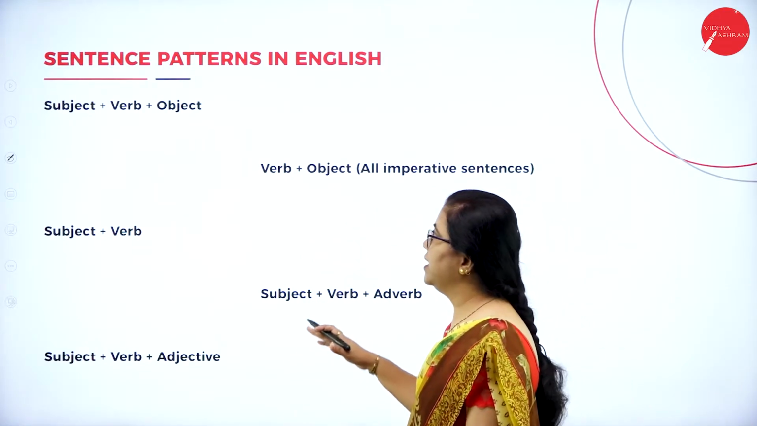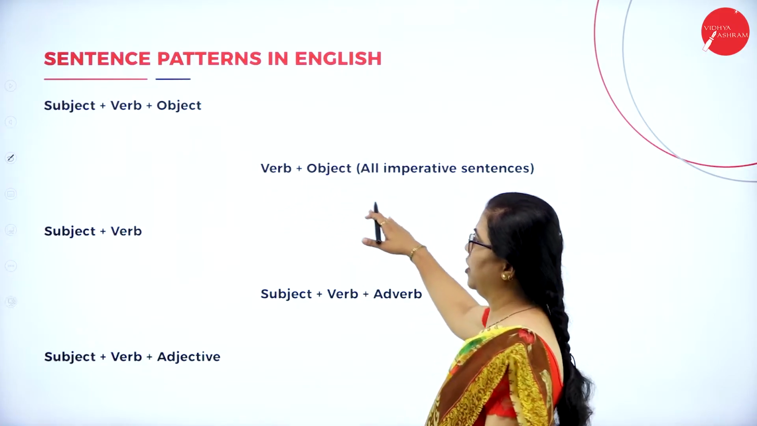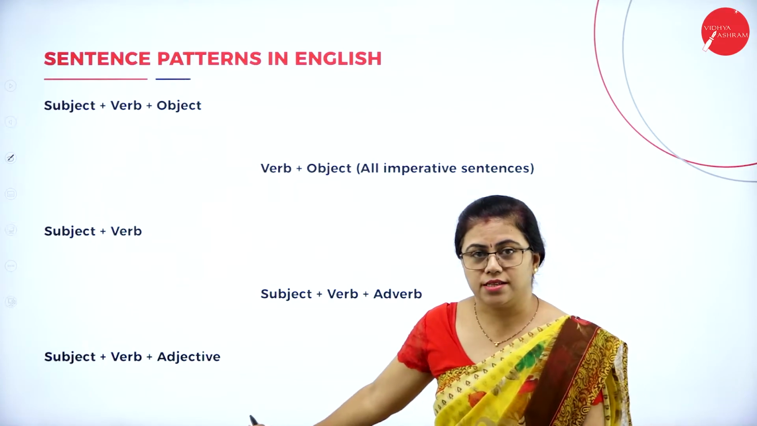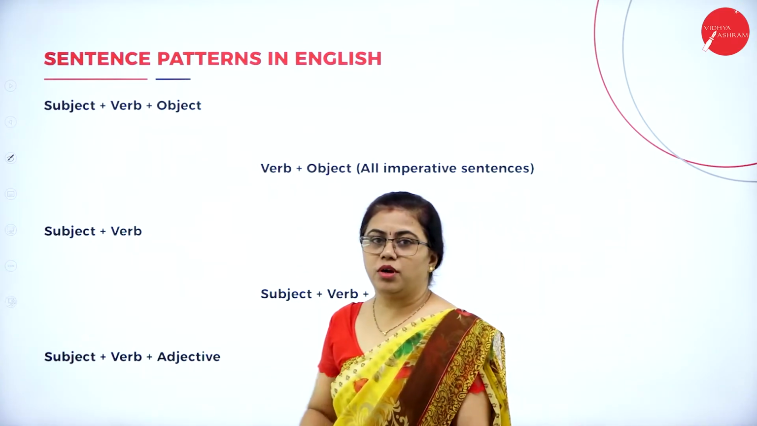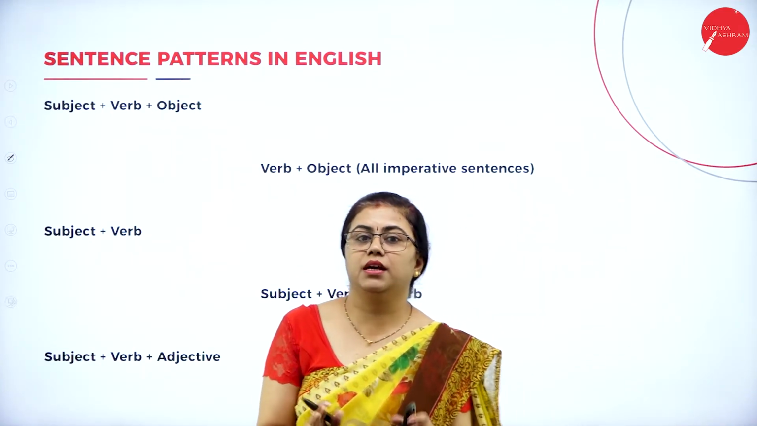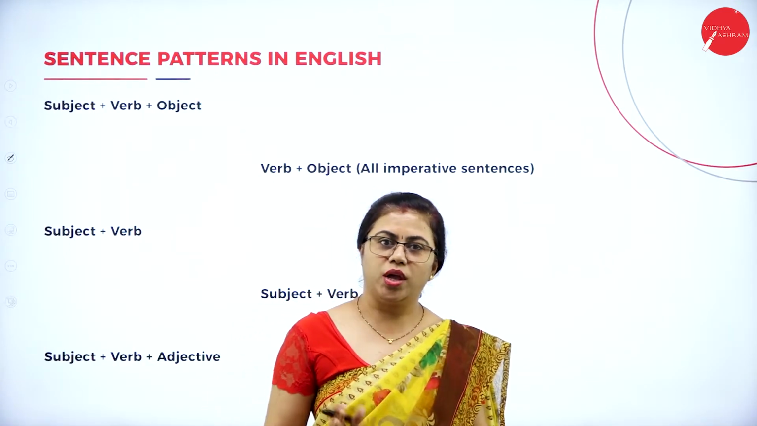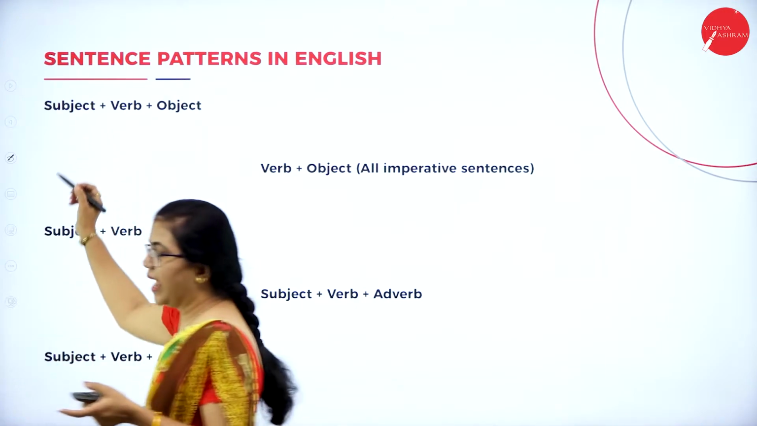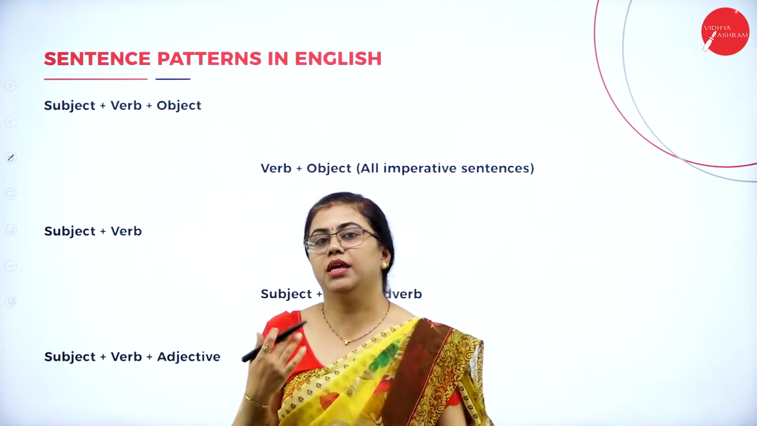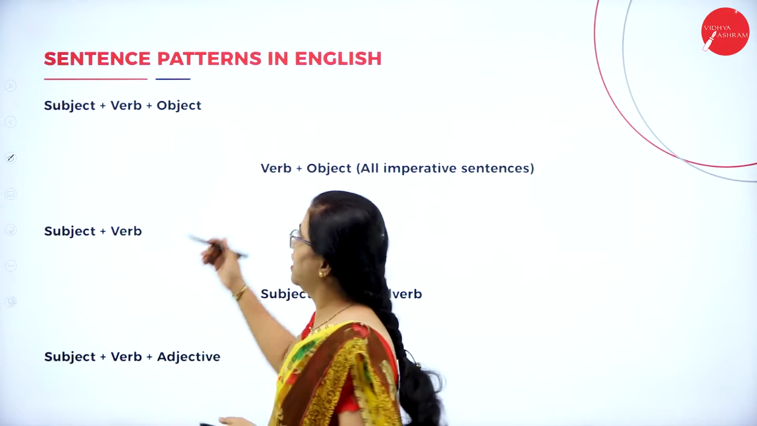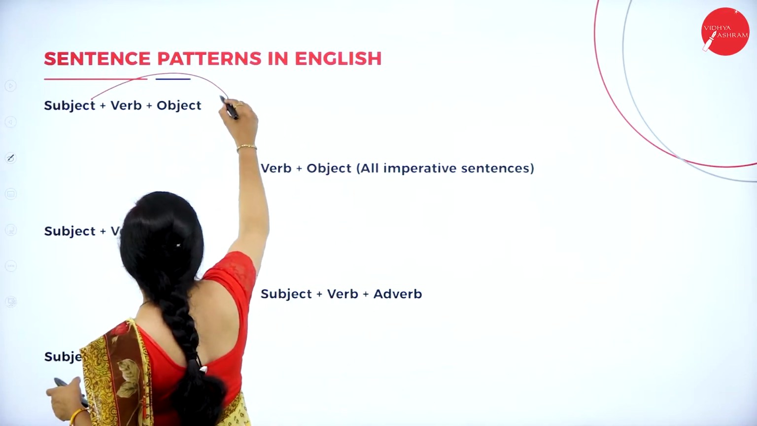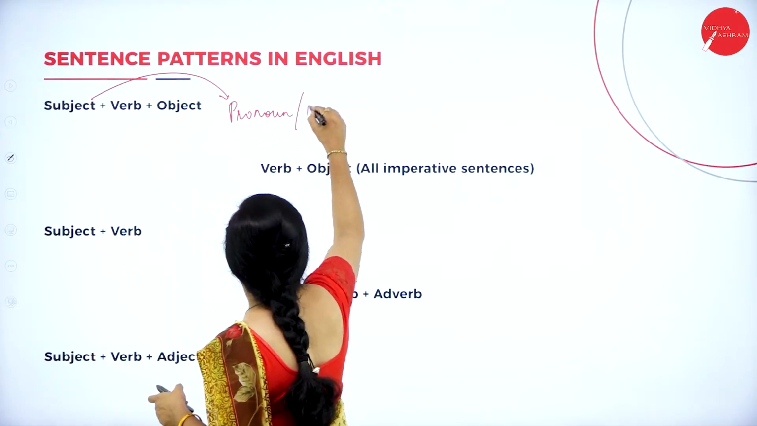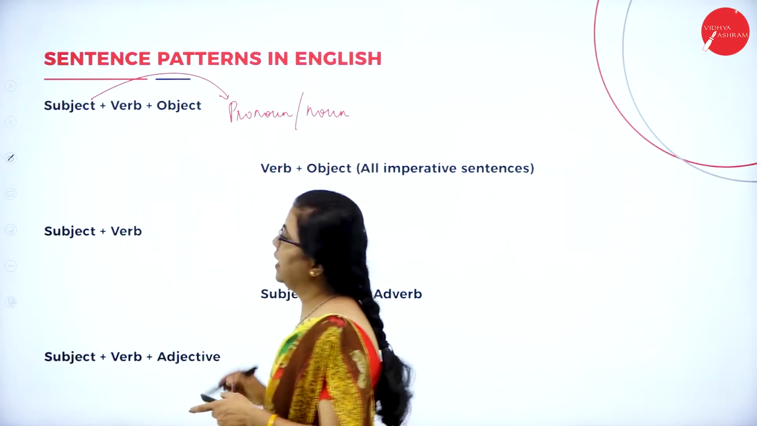We had already discussed subject, verb, object, then verb and object, and subject and verb. Only these three we had discussed. Two more we did not discuss. So here, subject, verb, and object is the basic sentence pattern in English. The subject can be a pronoun or a noun. It can be anything.